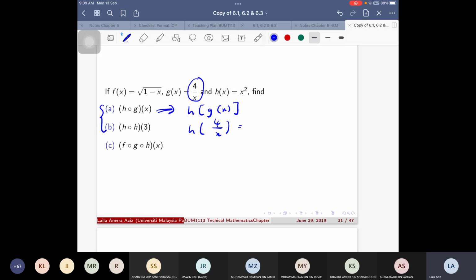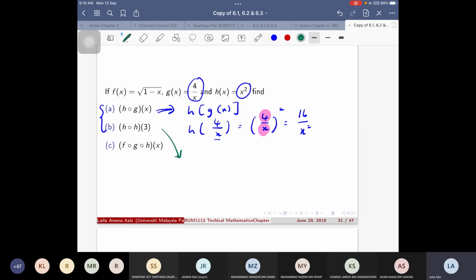So for this case, H of X adalah X square. So sekarang H of 4 per X akan jadi 4 per X square. And remember, bila kita ada square macam ni, dua-dua nombor atas bawah ni kena squarekan dia. So therefore, dia akan jadi 4 square adalah 16. Kat bawah, X square adalah bersamaan dengan X square lah. So jawapan dia patutnya dapat 16 per X square. So, what about B?